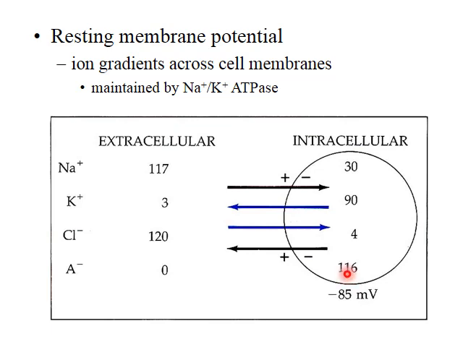Now, these ion gradients are established and maintained primarily by the action of the sodium-potassium ATPase. With the hydrolysis of one molecule of ATP, 3 sodiums are pumped out of the cell and 2 potassiums are pumped into the cell. This establishes the sodium gradient and potassium gradient, and then the sodium gradient in turn is used to establish other gradients such as the chloride gradient and the calcium gradient across the cell membrane.